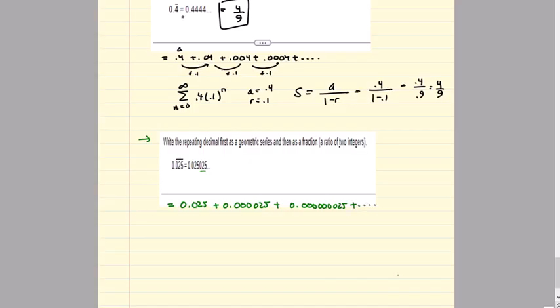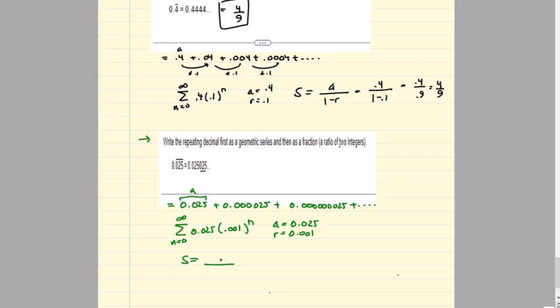So let's see if we can set up a geometric series to match that. It looks like to me that this would look like n equals 0 to infinity. A is my first term, remember. So that'd be 0.025 times r to the n. Well, the question is what do I multiply that by to move this decimal 3 places more to the left? Well, what I would multiply that by is 0.001 because I want to move it 3 places to the left. So 0.001. So in this case, A is equal to 0.025. R is equal to 0.001.